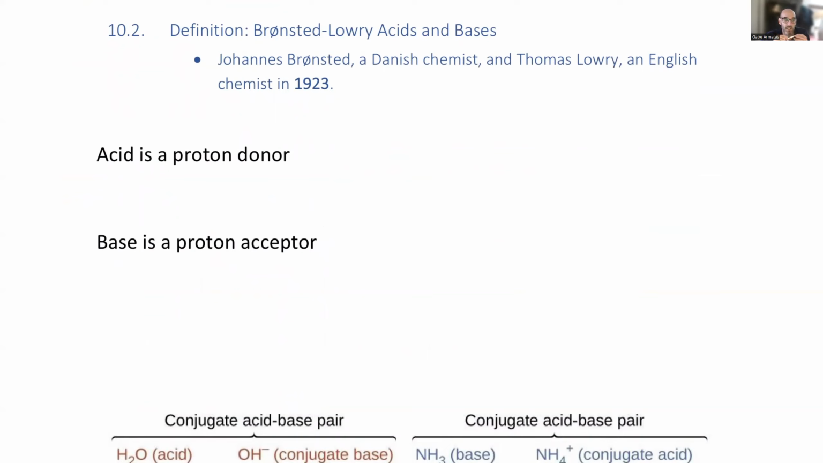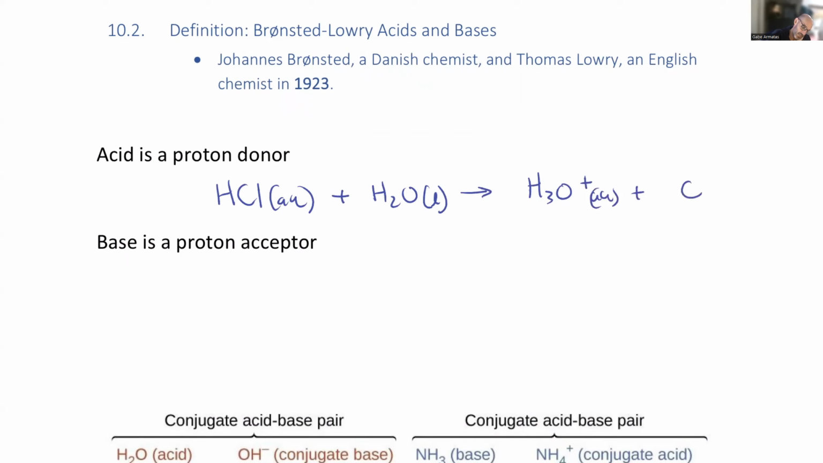Bronsted and Lowry in 1923, so this is like 30 or 40 years later, defined an acid as a proton donor and a base as a proton acceptor. So we're going to use the same acids and bases that we did before. If I have HCl aqueous plus water liquid, we end up with H3O plus aqueous and Cl minus aqueous.